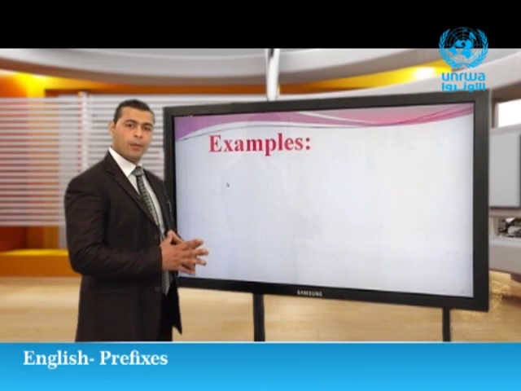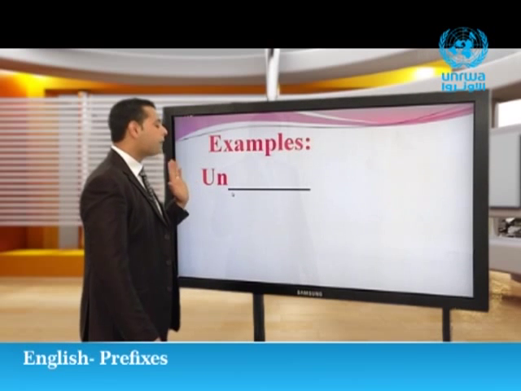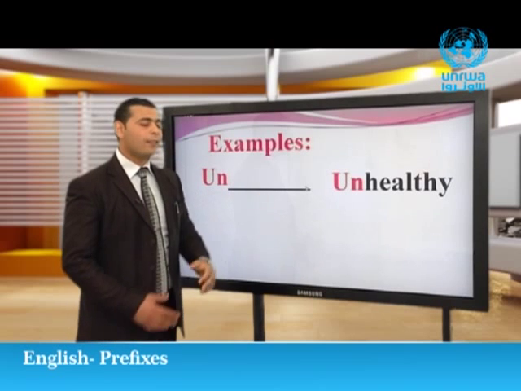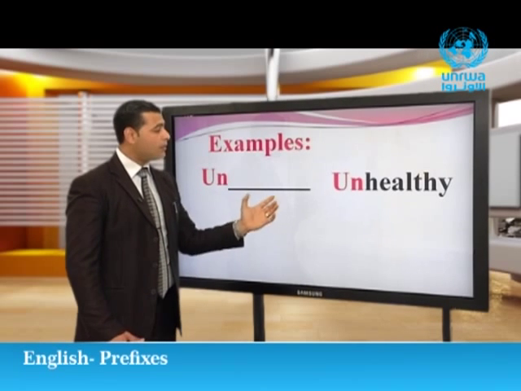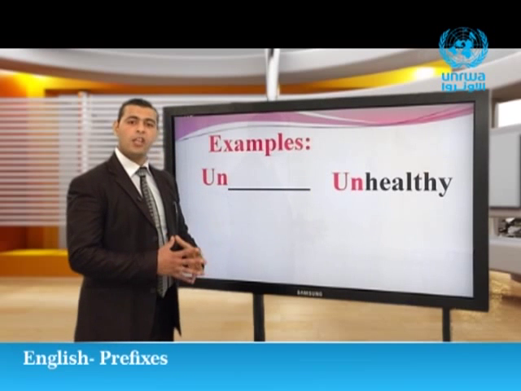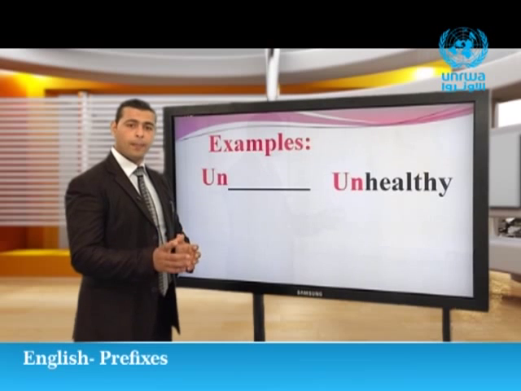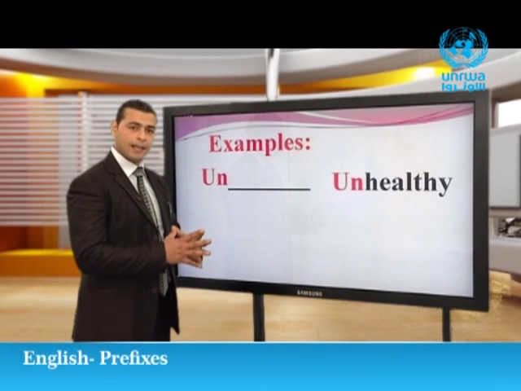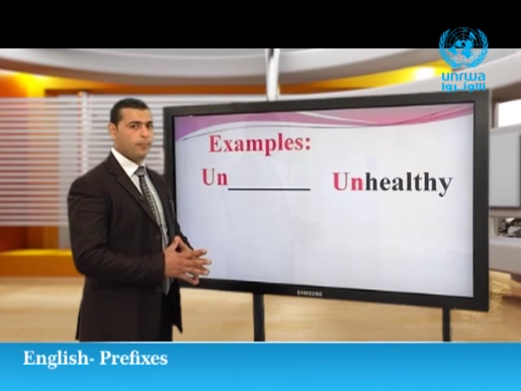Let's have some examples over the prefixes. The first example, the prefix un. Let's look at the example here, unhealthy. So the origin or the root of this word, أصل هذه الكلمة هو كلمة healthy, صحي. We added the prefix un to the word, أضفنا البادئة un في بداية الكلمة لتغير معناها إلى العكس. Healthy, صحي, unhealthy, غير صحي.